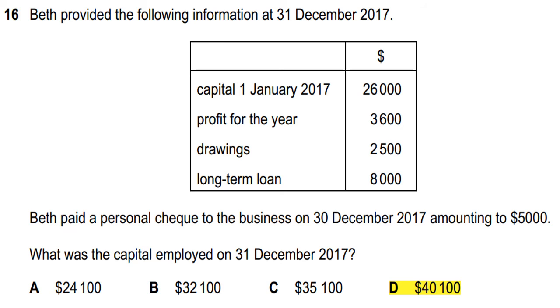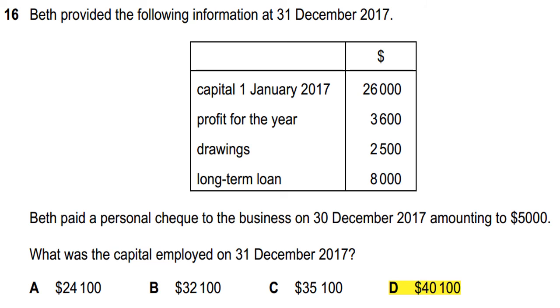Number 16: Beth provided the following information at 31st December 2017. Opening capital on 1st January 2017 is 26,000. Profit for the year is 3,600. Drawings during the year is 2,500. Long-term loan is $8,000. Beth paid a personal check to the business on 30th December 2017 amounting to $5,000. This will be considered as capital because this is his personal funds. So it will be fresh capital. It will be added to the capital.